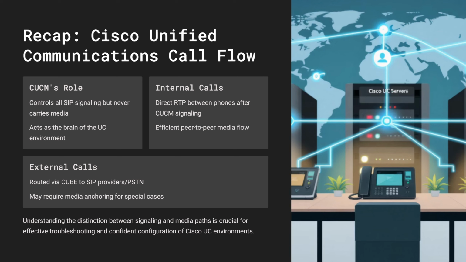Let's recap. CUCM handles all signaling but never carries voice. Internal calls use direct RTP between phones once CUCM finishes the signaling. External calls are routed through the CUBE, which may anchor media or pass it directly. Understanding this flow, especially the split between signaling and media, is essential for troubleshooting and configuring Cisco UC environments.